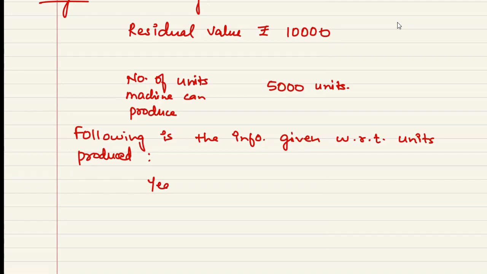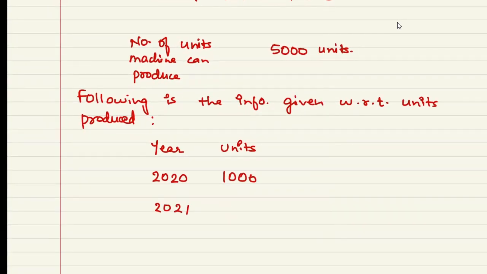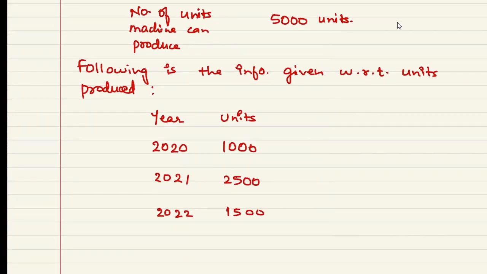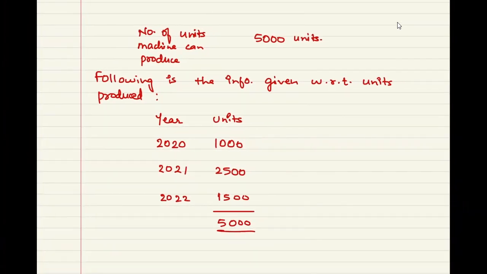So we have year and we have units. In 2020, I have produced 1000 units. In year 2021, I have produced 2500 units. And in year 2022, I have produced 1500 units. So total 5000 units have been produced. Now you have to calculate depreciation on the machine each year.